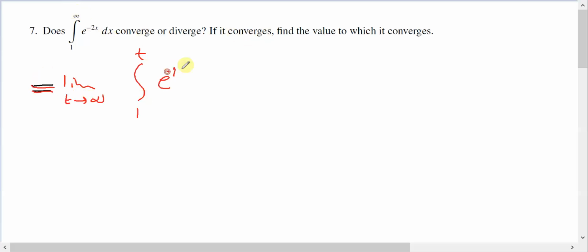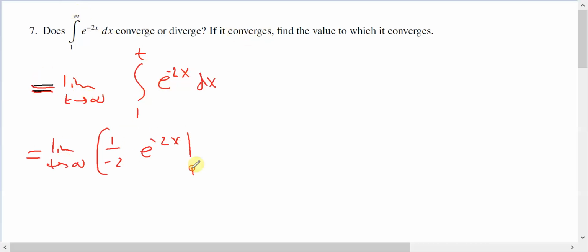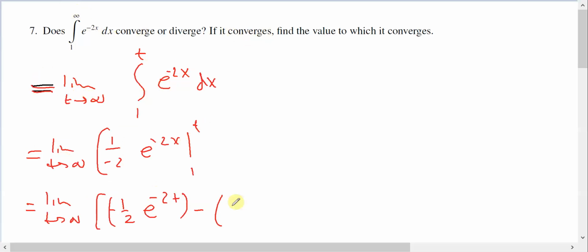So I'll try to work this out with that t in there. And so now I'll integrate. This is the limit as t goes to infinity. Well, integrating e to the minus 2x is going to be 1 over minus 2 e to the minus 2x, evaluated at 1 and t. So now I'll take the limit as t goes to infinity, then plug those limits in, and I get minus 1/2 e to the minus 2t. And then I'll subtract. So that's when I plug in the t, and then you subtract and plug in the 1. Well, that's going to be minus 1/2 e to the minus 2.